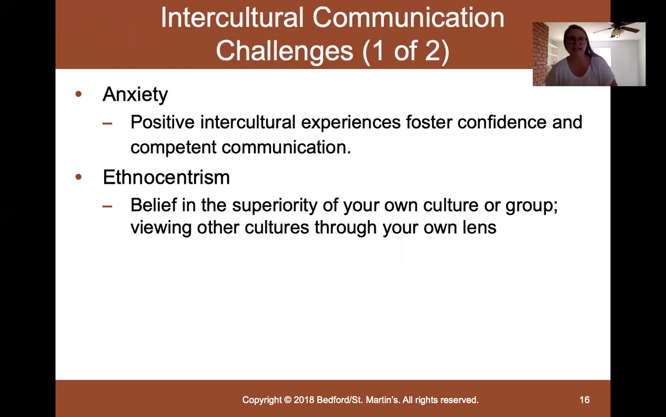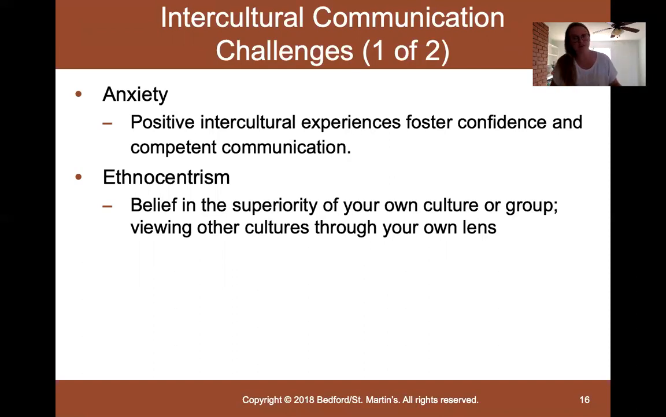So anxiety is one of the biggest intercultural communication challenges. The more positive intercultural experiences we have, the more confident we are and the more competent we feel at communicating with other cultures. The more negative experiences we have interacting with other cultures, the more anxiety we have about these interactions, right? So the more positive experiences you have, the more comfortable you are, but the worse experiences you have, the more anxiety you have.